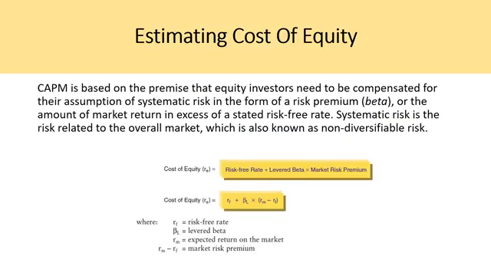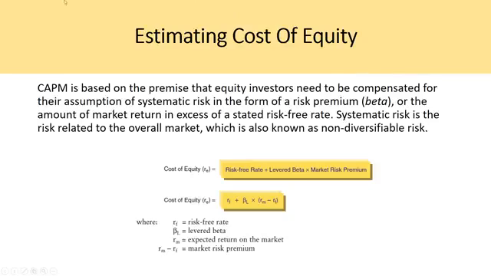This is very important. Now, CAPM is based on the premise that equity investors need to be compensated for their assumptions of systematic risk in the form of a risk premium, beta, or the amount of market return in excess of a stated risk-free rate. Systematic risk is the risk related to the overall market, which is also known as non-diversifiable risk.